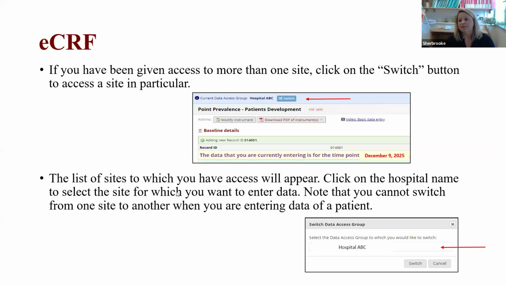So in the database, there are some research teams that have access to more than one hospital. For these teams, please make sure that when you enter data, you have selected the right hospital. In the blue section, you have the name of the hospital, and you have a blue button on which you can click, and then you will have a drop-down list with the names of the hospitals that you have access to. So you just have to click on the right one and then you start data collection.